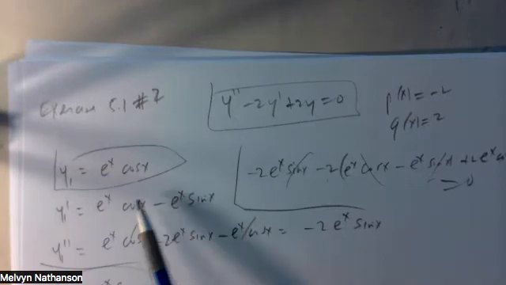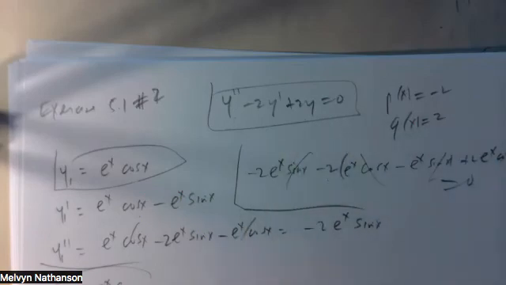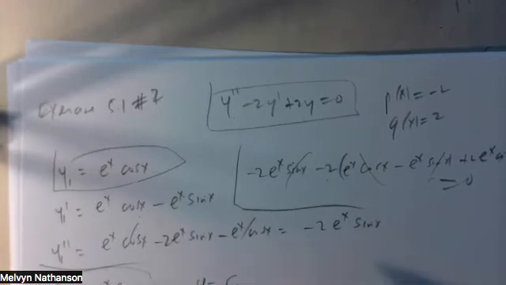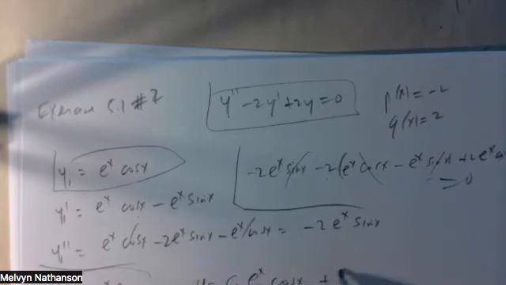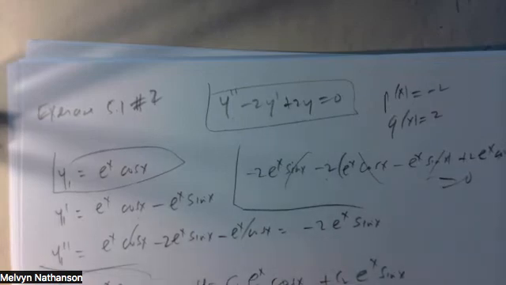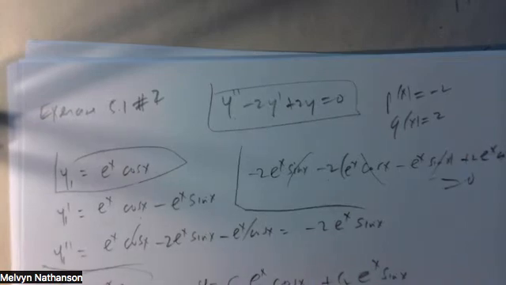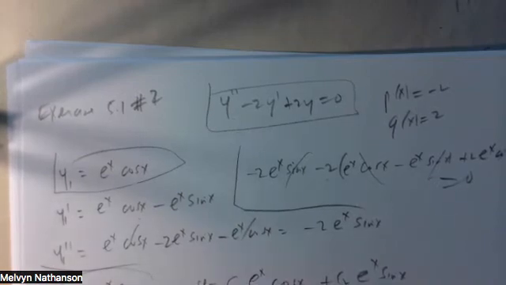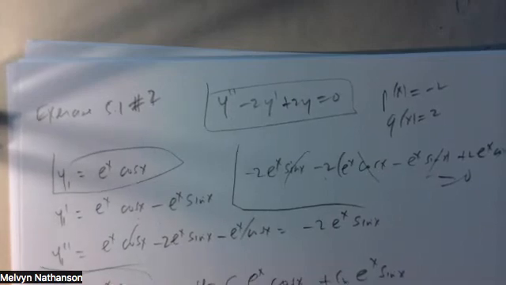So each of these is a solution of this differential equation. So every linear combination of them, y equals c1 e to the x cosine x plus c2 e to the x sine x, for every choice of constants c1 and c2, is a solution of the differential equation. But suppose now I have an initial value problem. Suppose I want to find a solution where y of 0 is 3 and y prime of 0 is -2.